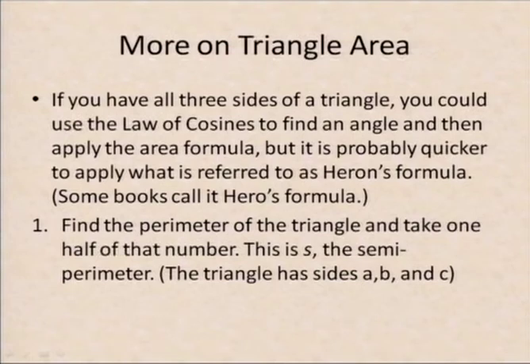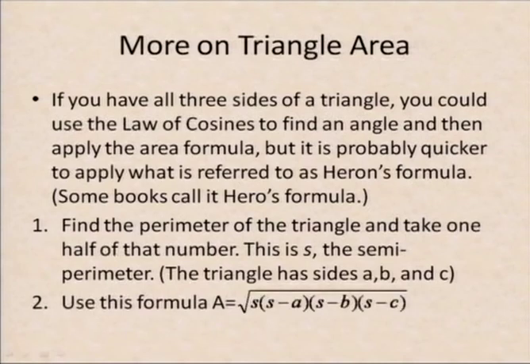Find the perimeter of the triangle and take 1/2 of that number. Perimeter, you walked yourself around the triangle. You had all 3 sides, so that'd be a little addition problem. And then you take 1/2 of that, and we're going to call that S. S stands for the semi-perimeter. And of course the triangle has sides A, B, and C. So then our formula for area looks like this.